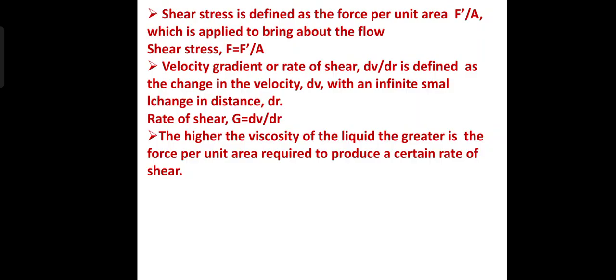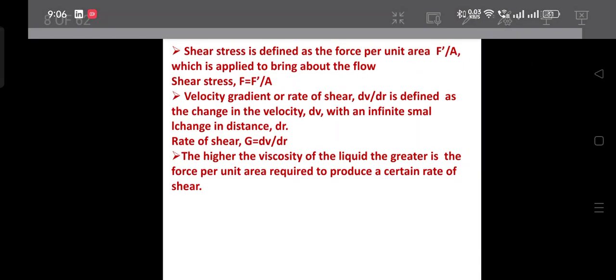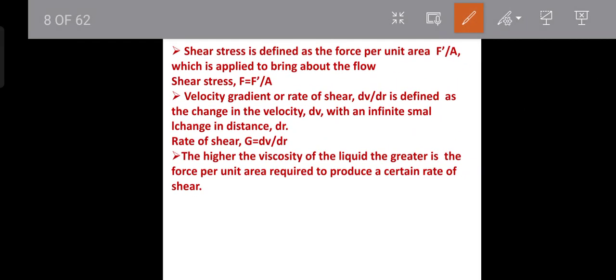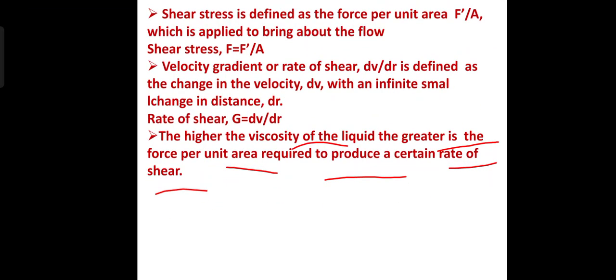Higher the viscosity, that is the important line. The higher the viscosity of the liquid, the greater the force per unit area required to produce a certain rate of shear. Okay, that is the proportionality, the correlation. So that's why it is written that way: the higher the viscosity of the liquid, the greater the force per unit area required to produce a certain rate of shear.